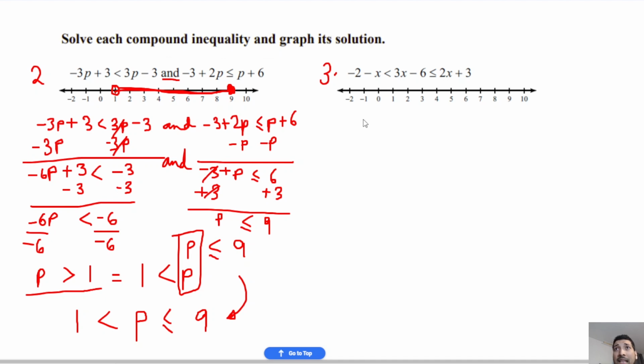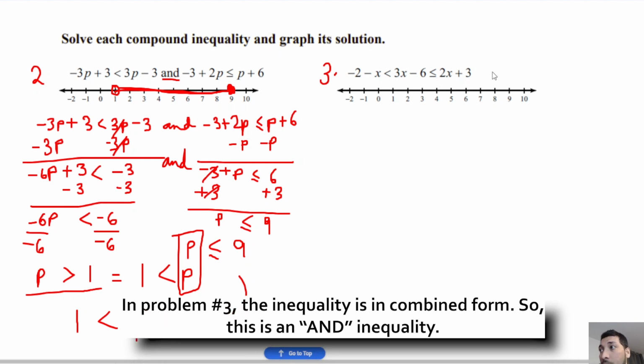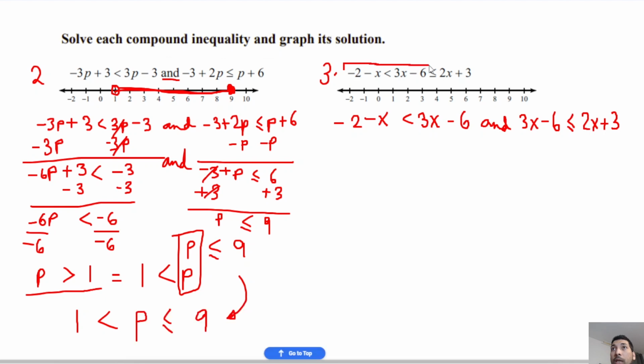Number 3, we can see that we have -2 minus x less than 3x minus 6 less than or equal to 2x plus 3. So to start off, we can just separate these two inequalities. So we have this inequality written here, and we have this inequality written here. Again, we can see that we have an overlapping region since this inequality is written as a single inequality. So we need to solve for this variable x and then find the overlapping region here. So first, let's see how we can get this variable x.